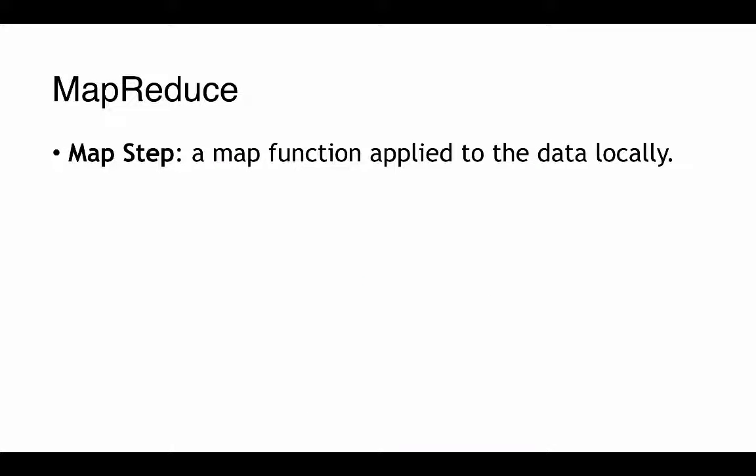The MapReduce algorithm consists of three stages: map, shuffle, and reduce. In the map step, a function is applied to the local data. Since all data is replicated, the name node ensures that all data is processed once. The output of a map step is a key value tuple.